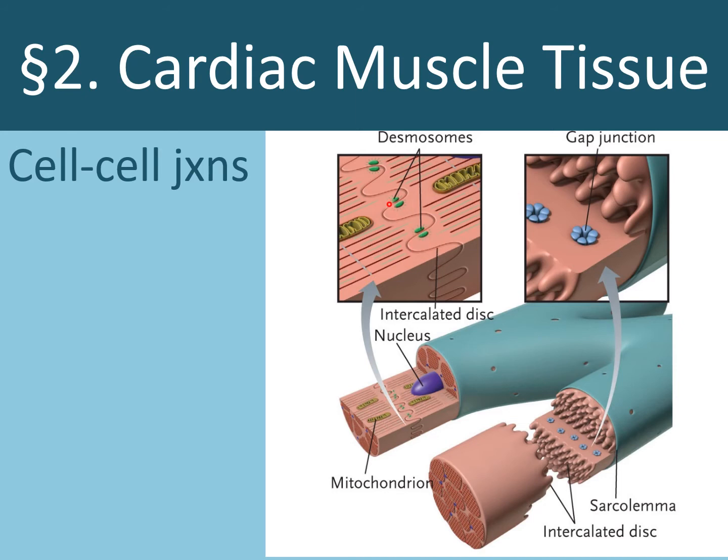Within intercalated discs are many desmosomes, represented by these green dots here to the left, and on the right you can see these rosette patterns. Those are the gap junctions. And they're made of proteins with a hole down the middle that allow molecules to move between the cells so that they can communicate with each other and tell each other to contract in nearly simultaneous fashion.